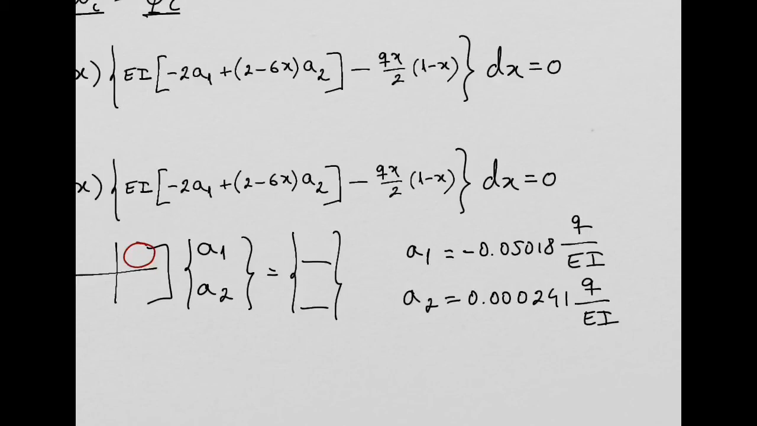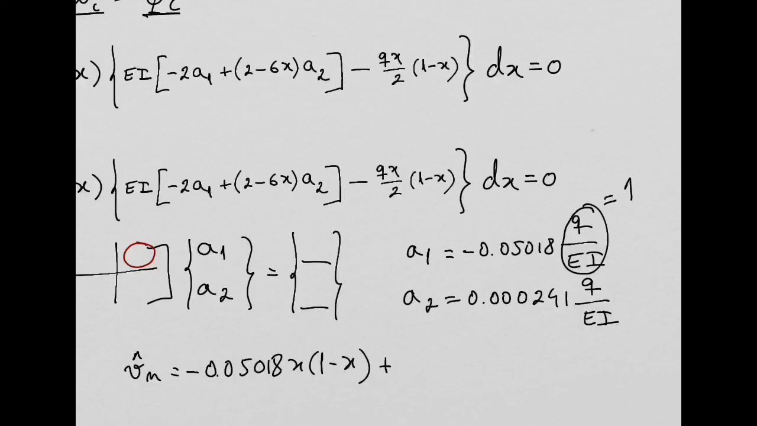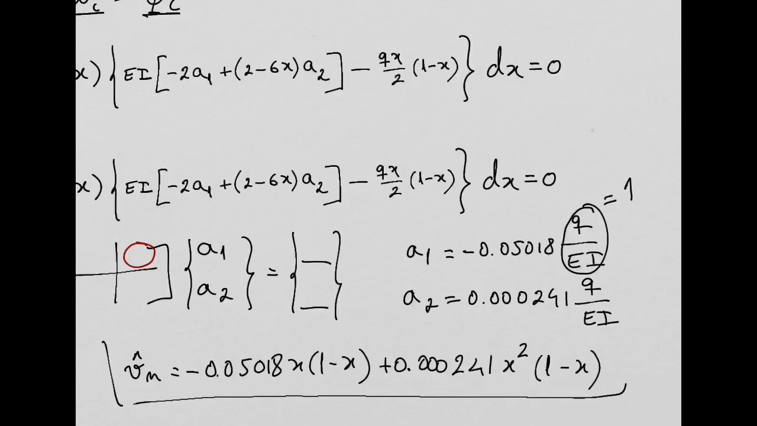And then, once you have this, you replace in your approximation function, and you will have your approximation function equal to, so Q over EI is equal to 1. Q is 1,000, EI is 1,000. This becomes 1. So you get minus 0.05018 x times 1 minus x plus 0.000241 x squared times 1 minus x. This is your approximation function. As you can see here, it is a function of your x coordinate, and you can get the deflection of the beam for all x coordinates of the beam.